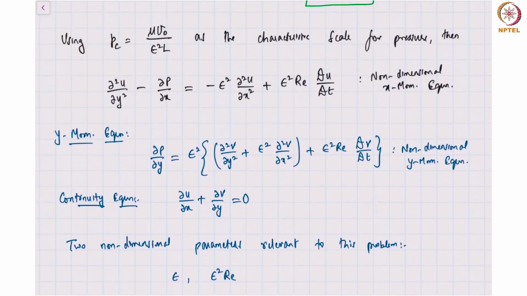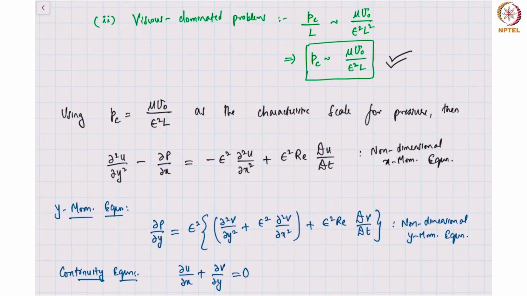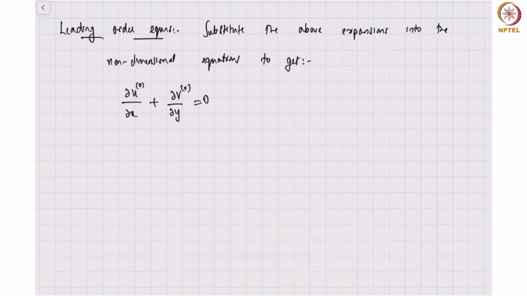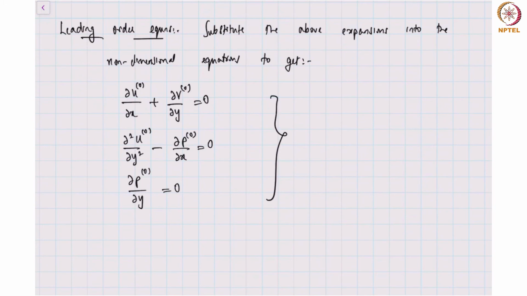Now notice that all the epsilon terms will drop out. Then the right hand side are the epsilon terms. We have del square u by del y square, del p by del x, and finally the pressure term in the y momentum equation is simply del p by del y is 0. Okay, so these equations are collectively called the lubrication equations.